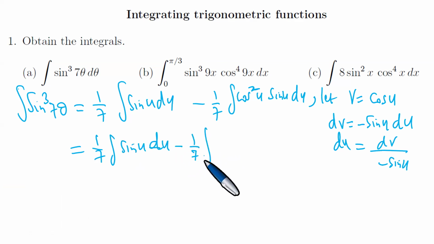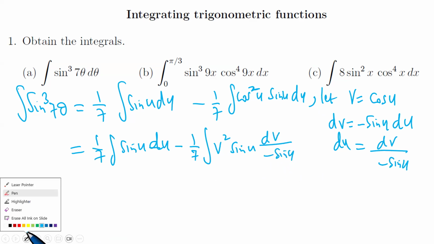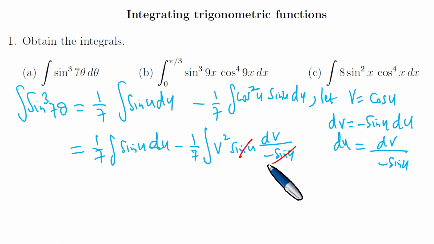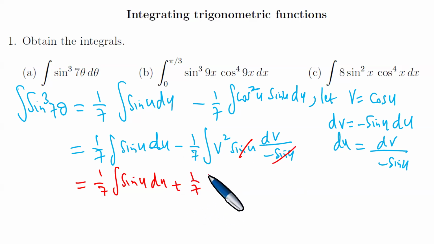Minus 1/7 the integral of, now the cosine squared is the same as v squared. Then you can put here sine u, but what is the du? The du is dv divided by negative sine u. The sine cancels out. Giving us, let's keep 1/7 still, the integral of sine u du. Now the negative and negative gives us plus 1/7 the integral of v squared dv.